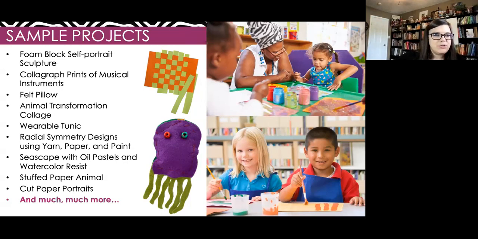You have radial symmetry. You do wearable tunics, animals, collages, cut paper portraits. So it's a wide variety of materials and processes that you use. And the great thing about this is they're all flexible. So if you want to adjust how the project is done, you are more than welcome to. So it can fit into what you already have, like your structure or whatever supplies you already have in your room.